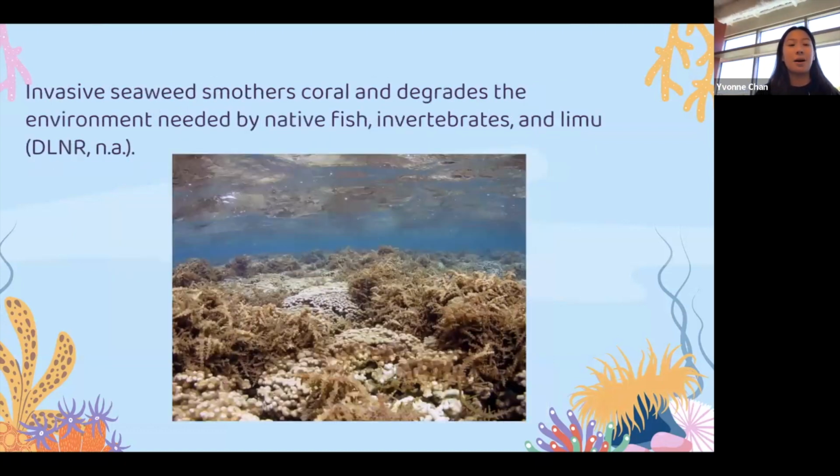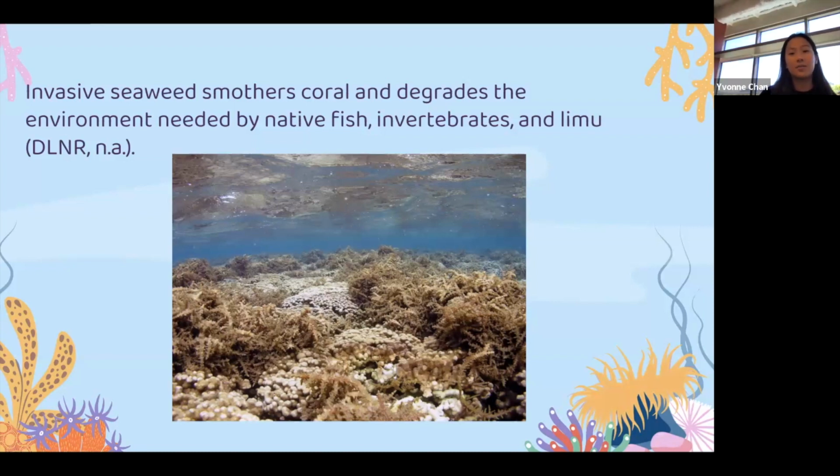To go more into depth about why invasive seaweed is bad: invasive seaweed smothers coral and degrades the environment needed by native fish, invertebrates, and limu. So essentially what these invasive algae will often do in an ecosystem is they will overtake or literally grow on top of the native algae, and they will shield the light from the native algae. Therefore, the native algae die off because they don't have light to perform photosynthesis. And the invasive seaweed pretty much takes over the environment.